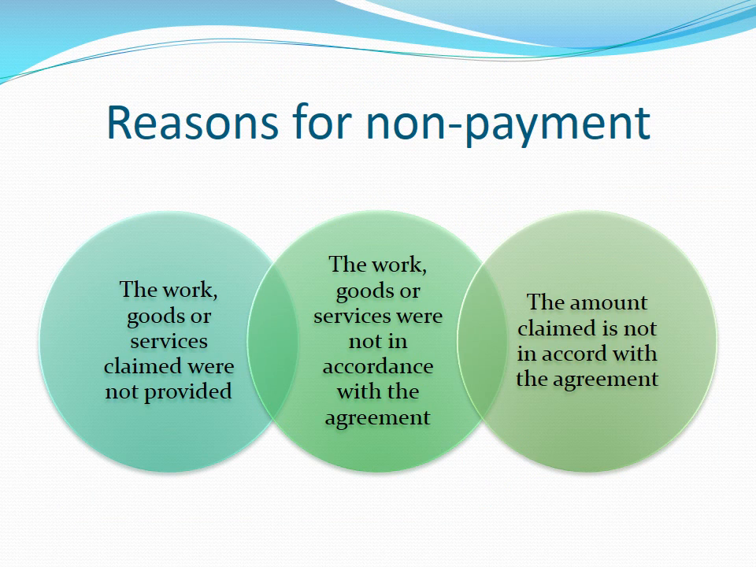Whenever considering any payment schedule, there are essentially only three types of argument that can be put for not paying. The first, that the goods or services claimed were not provided. Secondly, that the goods or services were not in accordance with the agreement. And third, the amount claimed is not in accord with the agreement.